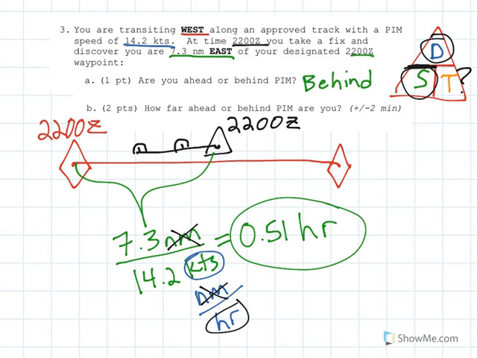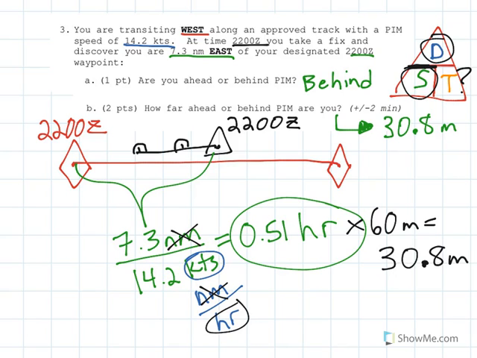Now we're not going to tell our CO that we're 0.51 hours behind PIM. We need to convert that into hours and minutes. So we'll take 0.51 hours, and we'll multiply it by 60, because there are 60 minutes in every hour. Plug it into our calculator, and we get 30.8 minutes. So that's the answer to part B. We are 30.8 minutes behind PIM.